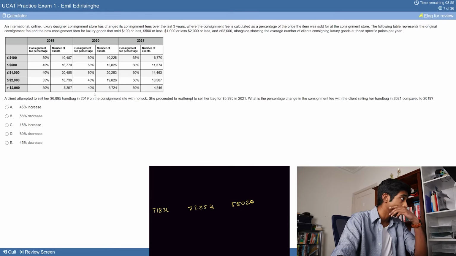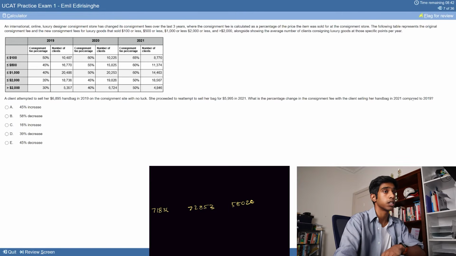Okay. Client attempted to sell her handbag on the consignment site with no luck. She proceeded to re-attempt to sell her bag. Percentage change in the consignment fee, 2021 compared to 2019. Okay.